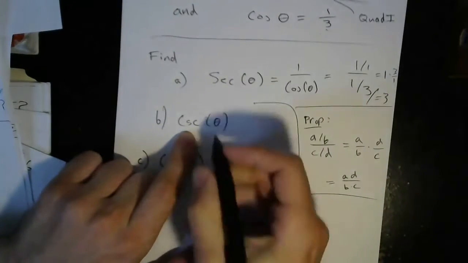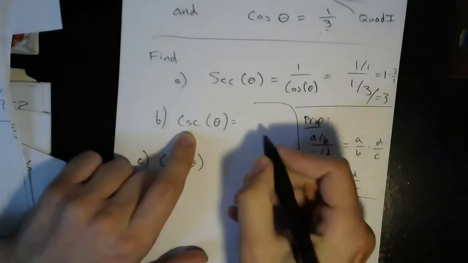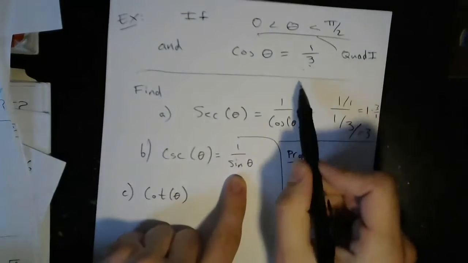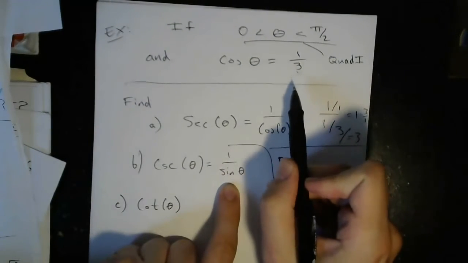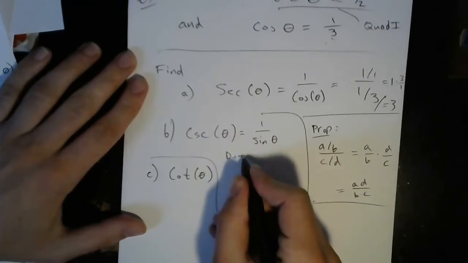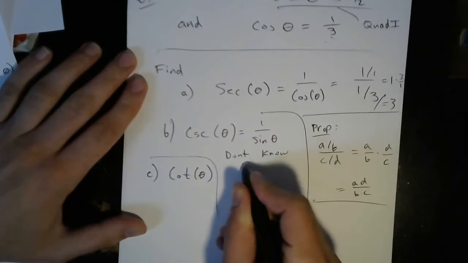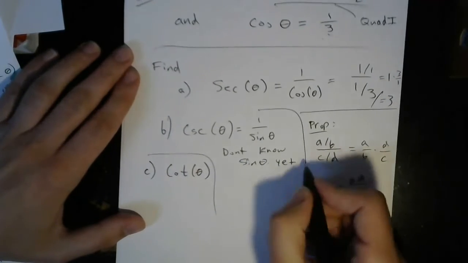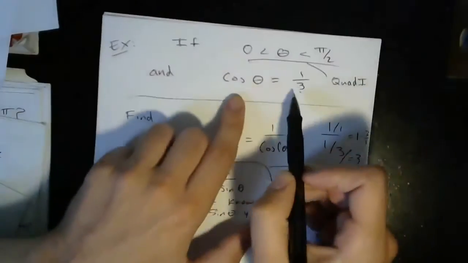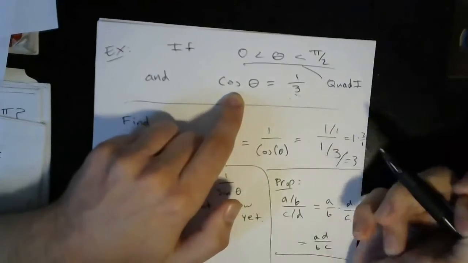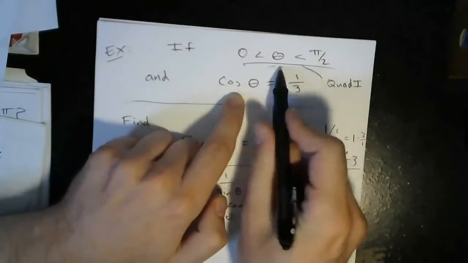Next up, we have cosecant. So cosecant, we know from the definition, is 1 over sine theta. However, we do not know at the moment what sine theta is, right? So we don't know sine theta yet. However, we can figure it out, right? If we know the value of cosine, we can always figure out the value of sine by using the Pythagorean theorem.